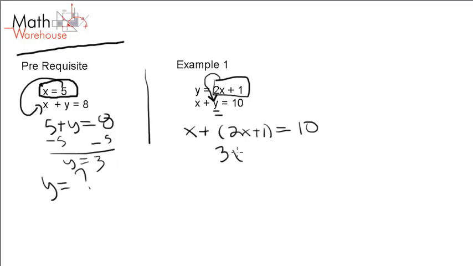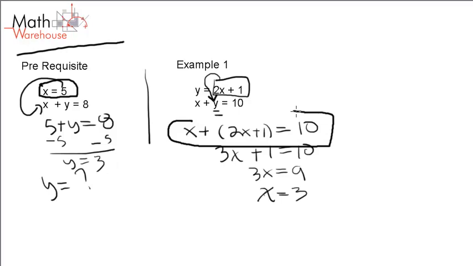x plus 2x is 3x, plus 1 equals 10. Subtract 1 from both sides to get 3x equals 9. Divide both sides by 3 to get x equals 3. So, substitution was quite handy here. We were able to eliminate one of the variables. We were able to get rid of the y, get an equation all in terms of x. This is one equation, one unknown.